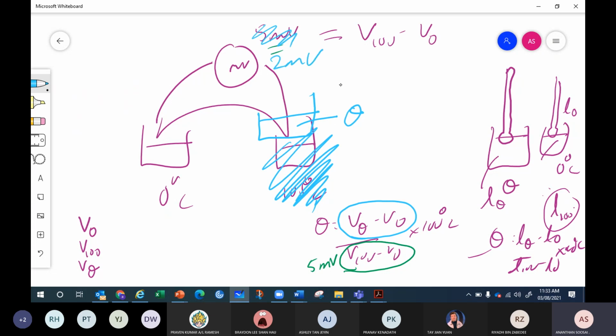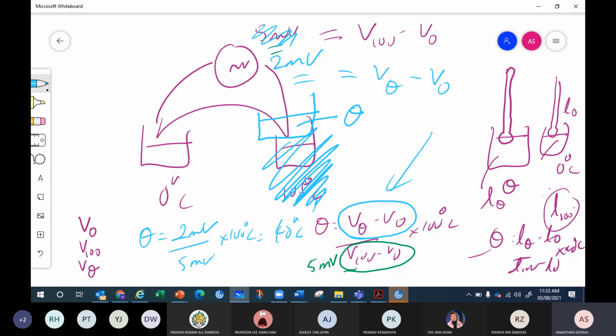So the conclusion is what? The 2 millivolt is actually V theta minus V0. So you get the V theta minus V0, and now you can find the temperature theta already. So what is theta? Theta is V theta minus V0, which is 2 millivolt, over V100 minus V0, which is 5 millivolt, times 100 degrees Celsius ratio. So you get the answer: 40 degrees Celsius. The theta is expected to be 40 degrees Celsius.